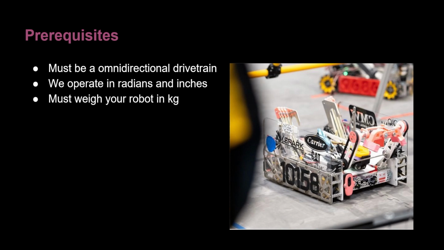First, we do have a few prerequisites. It must be an omnidirectional drivetrain, so only a mecanum drive works on this right now. Later down the road, we may be adding implementations for swerve and tank drive. We do operate in radians and inches, and you must weigh your robot in kilograms. You can go ahead and add the weight of your robot in our follower constants class.